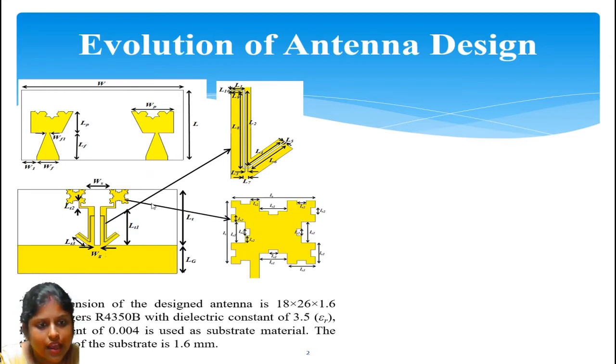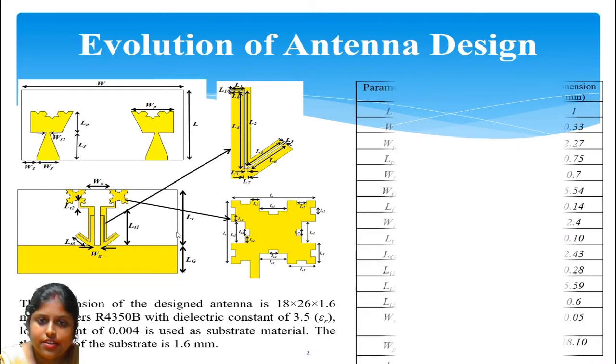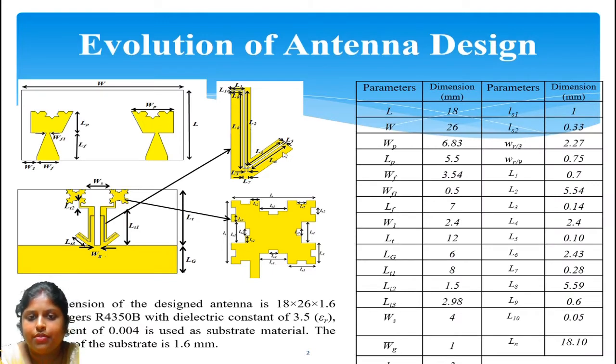Now the isolation structure. In this isolation structure, I used a Minkowski fractal structure up to the second iteration. By using this fractal structure, the mutual coupling problem of the proposed antenna is reduced without increasing the overall dimension of the antenna. These are the parameters with dimensions used in my proposed design.